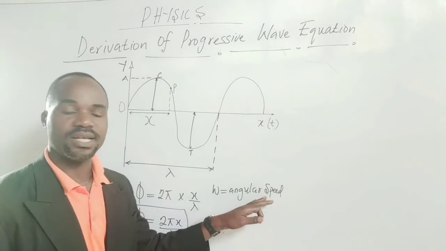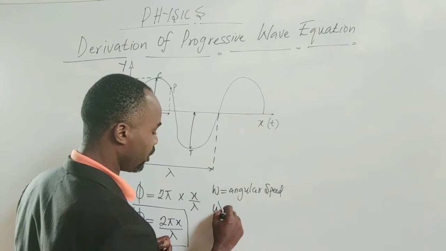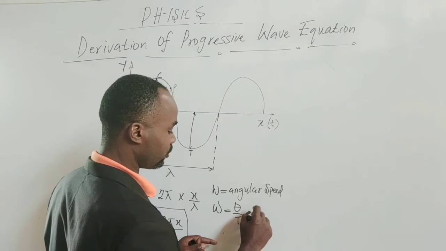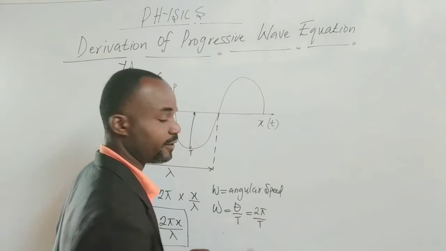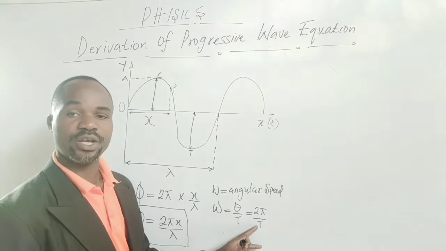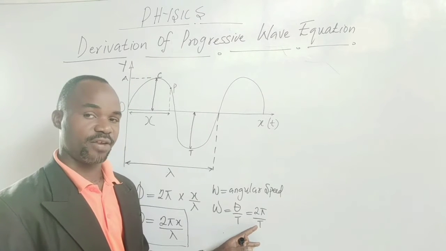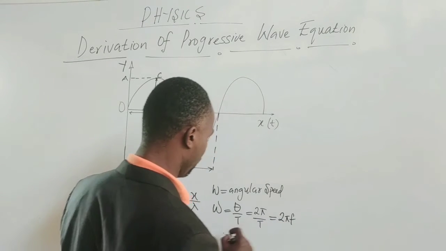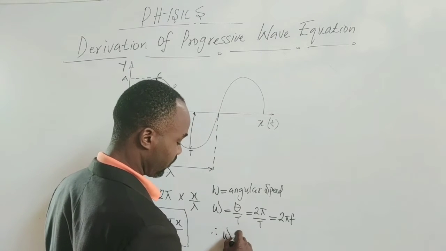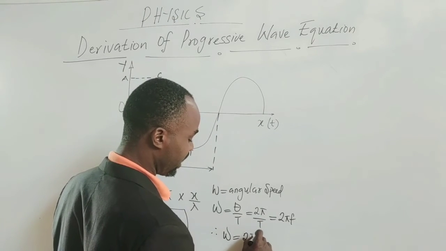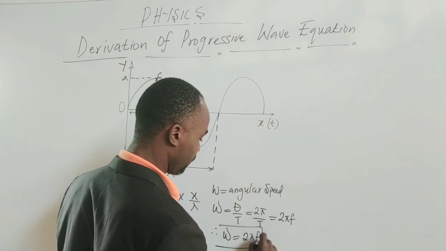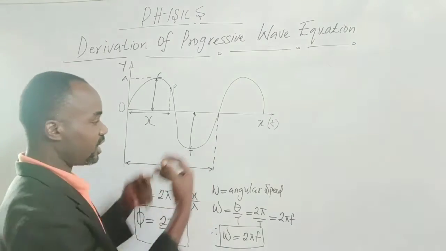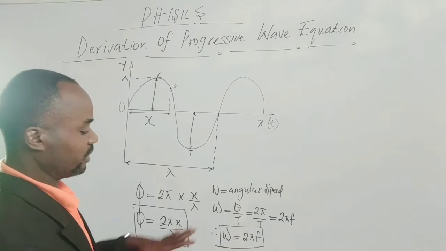That is this. So we use the Greek letter omega as theta all over t, which is also 2 pi all over t. Then by the time we look for the relationship between t and f, that is time and frequency, we will arrive at 2 pi f. Therefore, the angular speed is given as 2 pi f. We have another relation that will help us to solve whatever question will come up from this.